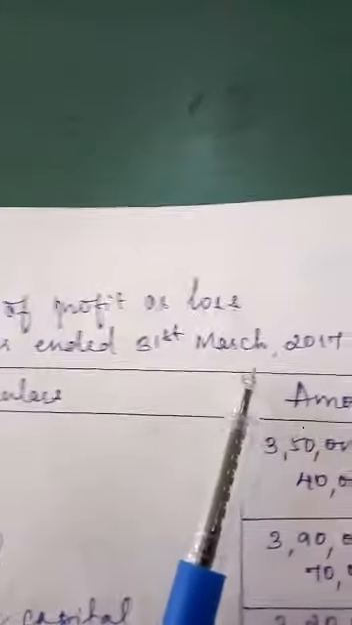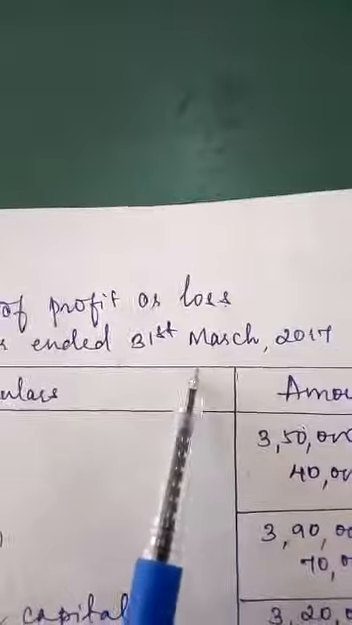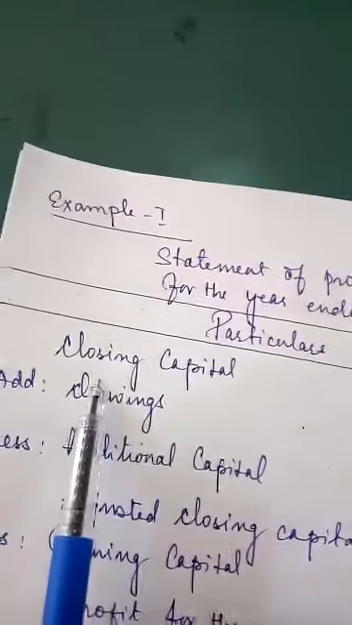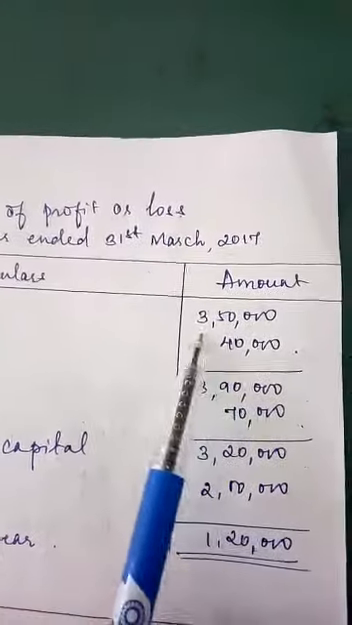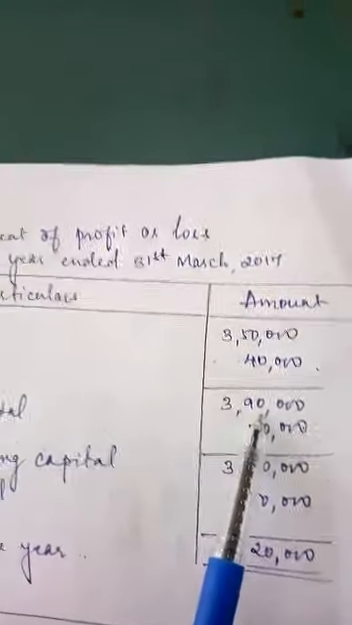Now let me show you the solution. Statement of profit or loss for the year ended 31st March 2017. Now from where did we get this date? From the closing capital. Then we draw the two columns, particulars and the amount. We begin with closing capital, 3,50,000. We add the drawings, 40,000, and we get the answer. When we add 3,50,000 and 40,000, we get 3,90,000.